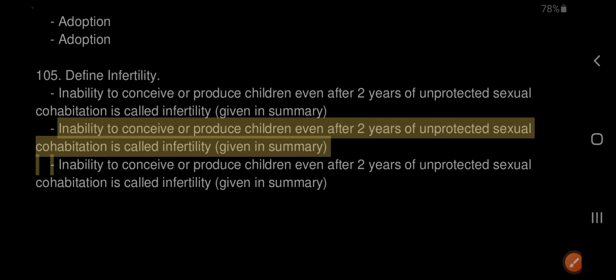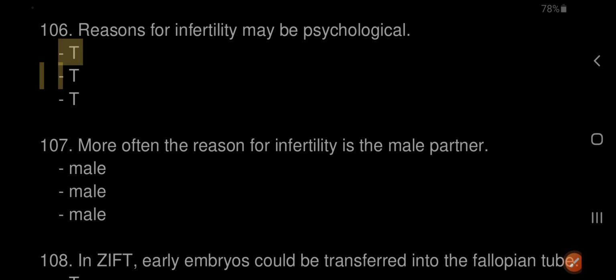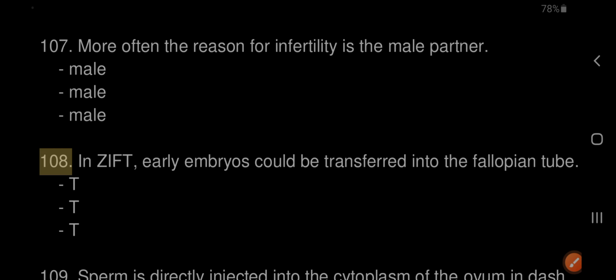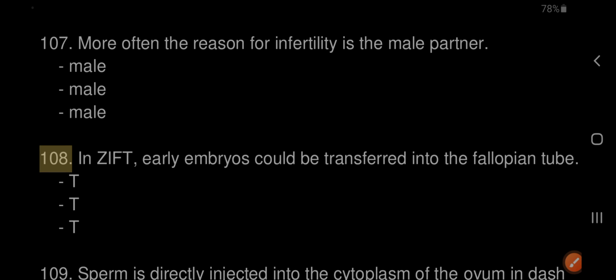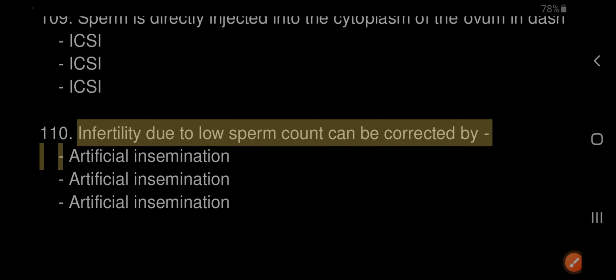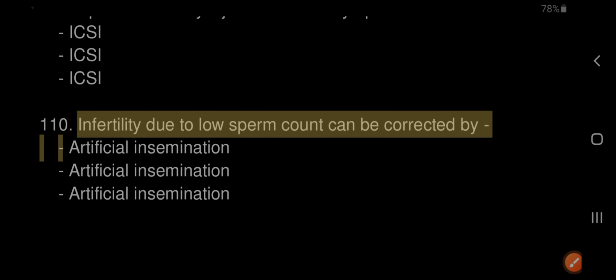106. Reasons for infertility may be psychological. 107. More often the reason for infertility is the male partner. Male. 108. In ZIFT, early embryos could be transferred into the fallopian tube. 109. Sperm is directly injected into the cytoplasm of the ovum in dash. ICSI. 110. Infertility due to low sperm count can be corrected by artificial insemination.